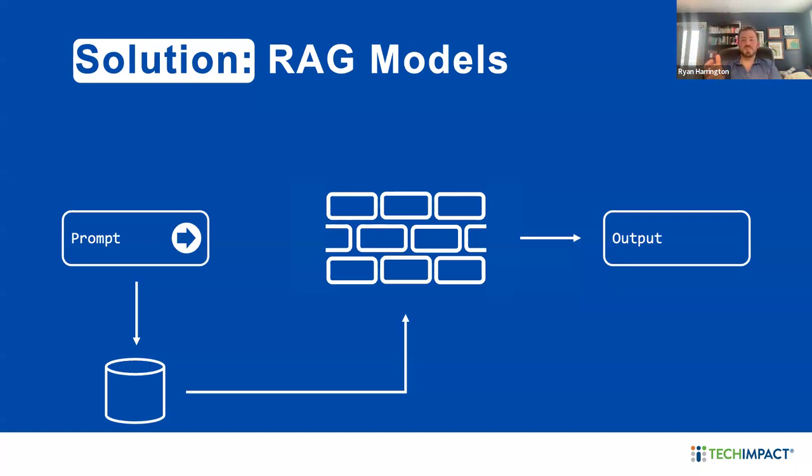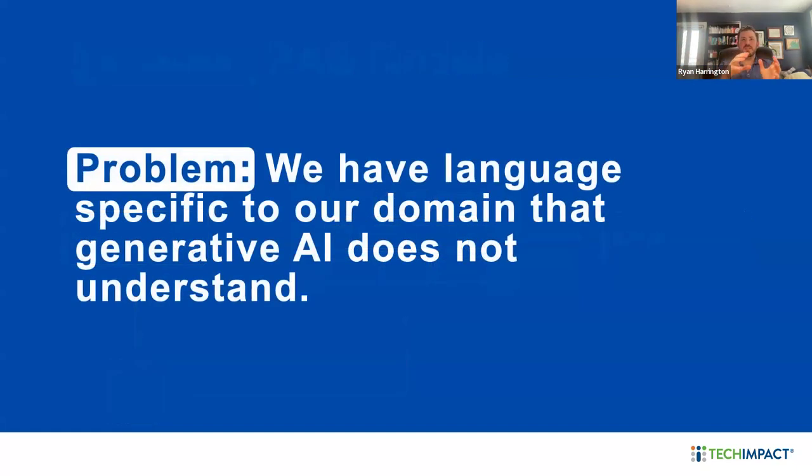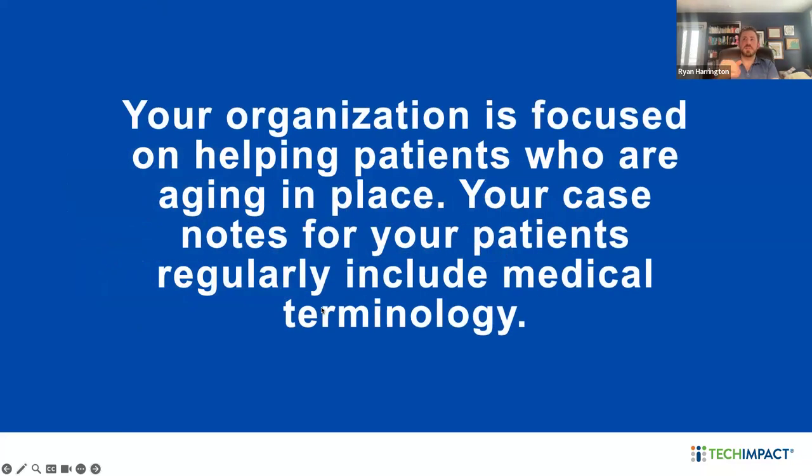But maybe you have a domain that's so specific that it's not actually even included in the model in the first place. That could be a major problem that your organization actually has to deal with and try to navigate. So say a different type of scenario.